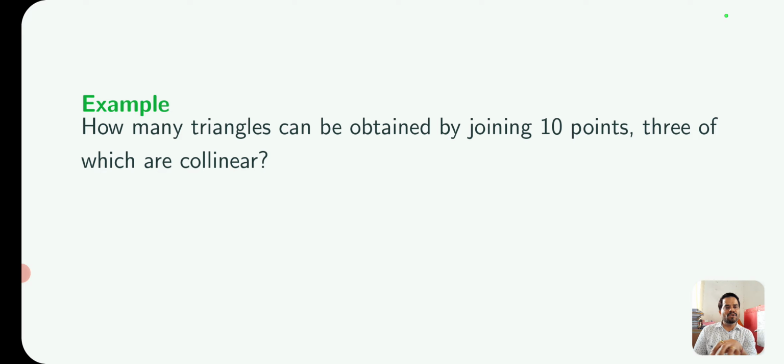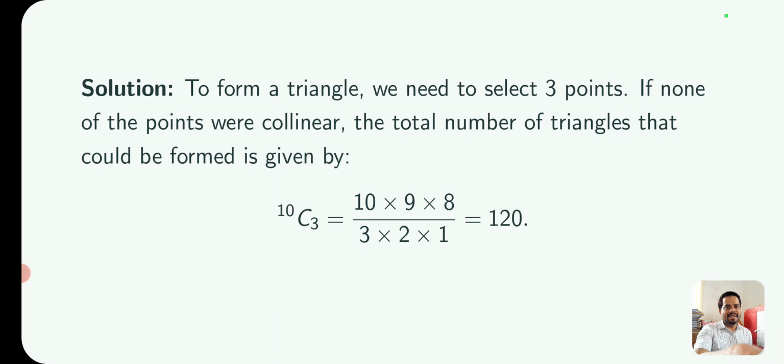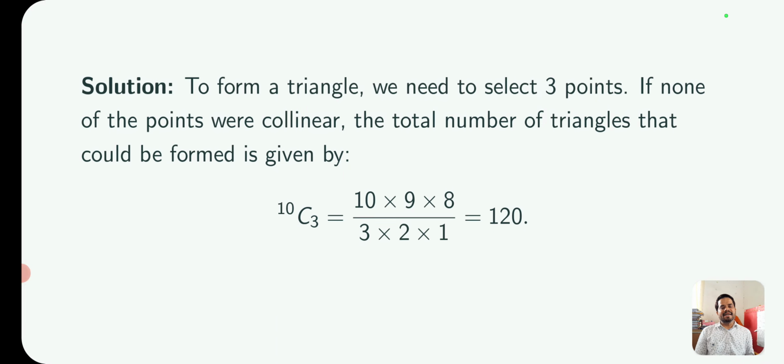If no points are collinear, then how many ways can you draw a triangle? There are 10 points, so it is 10C3 ways. Why do we take 3 here? Because we need 3 points to draw a triangle. So if no point is collinear, the number of triangles formed from these 10 points is 10C3, which equals 120.